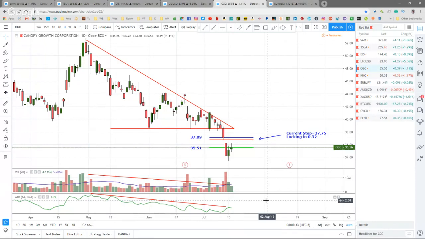But you know, it's a great opportunity right now. And this, I still have my stop locked in at 37.75, which locks in a little bit, not a lot. But remember, we've already got half off of this one. So, you know, this has been pretty good. We got half off of all of these except Disney.